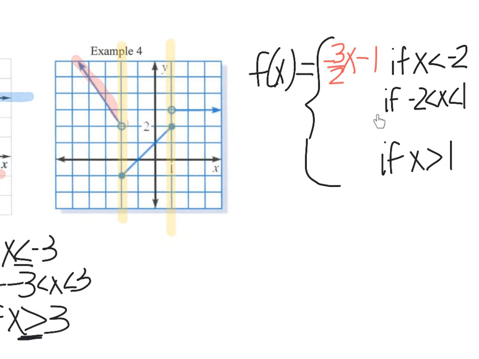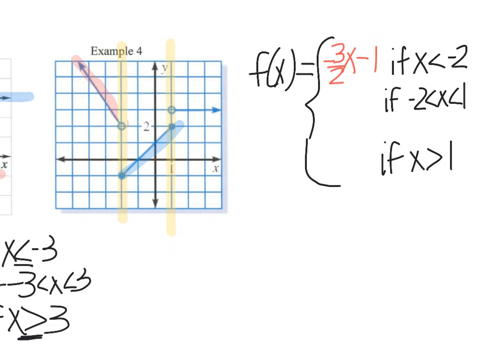Now, the second part of our piecewise function, we're looking at this part right here. So I'm going to highlight that one in blue. That's the second part of our piecewise, and we know it's going to be an equation of a line. It's going to be linear, so we're going to write it in y equals mx plus b, and we want to identify the slope and the y-intercept.